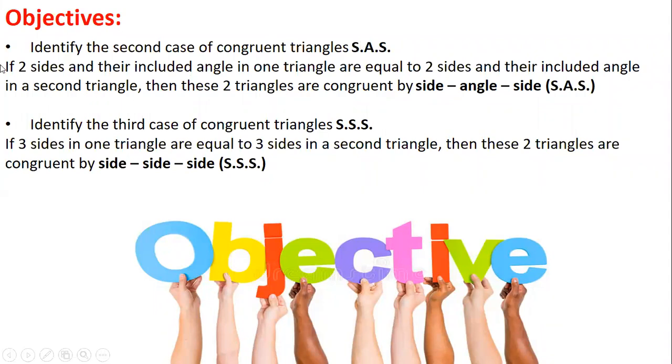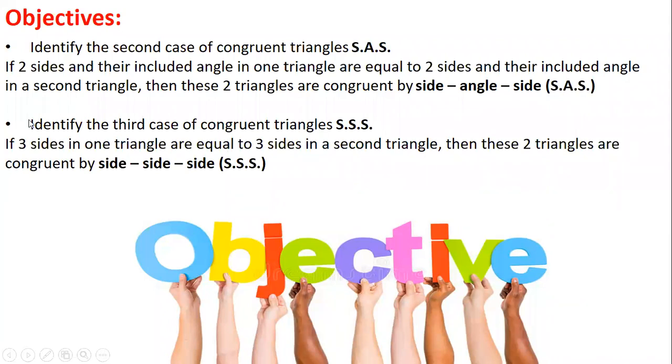If two sides and their included angle in one triangle are equal to two sides and their included angle in a second triangle, then these two triangles are congruent by side angle side, SAS. So this case is SAS. We'll be proving two congruent triangles by side angle side. In case 1, we studied congruent triangles by ASA. In the second case, we'll be proving congruent triangles by SAS.